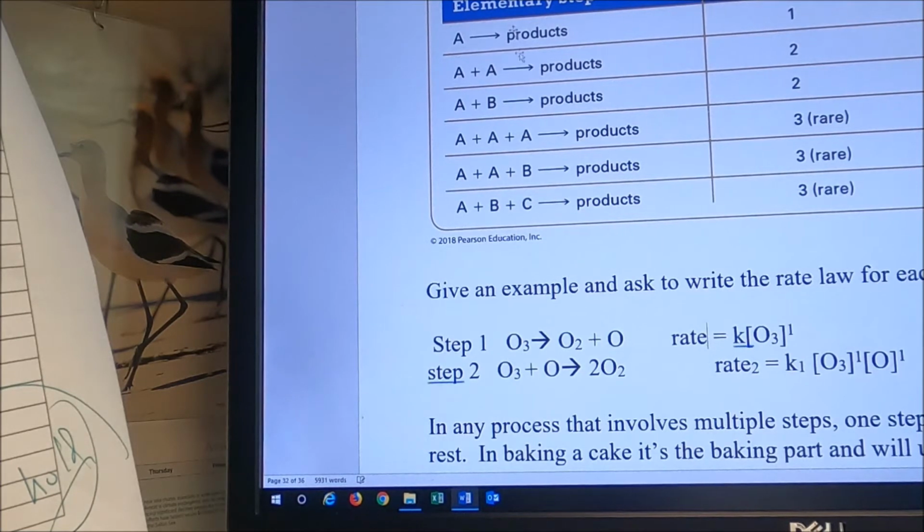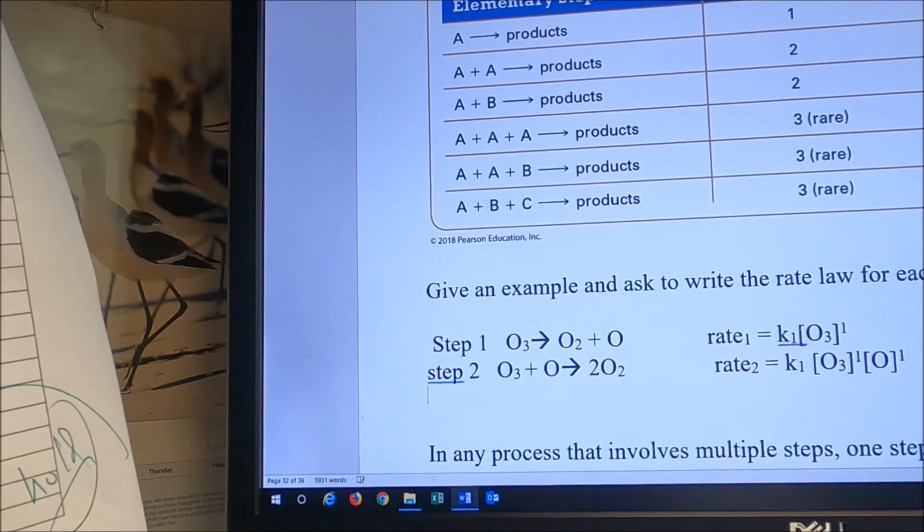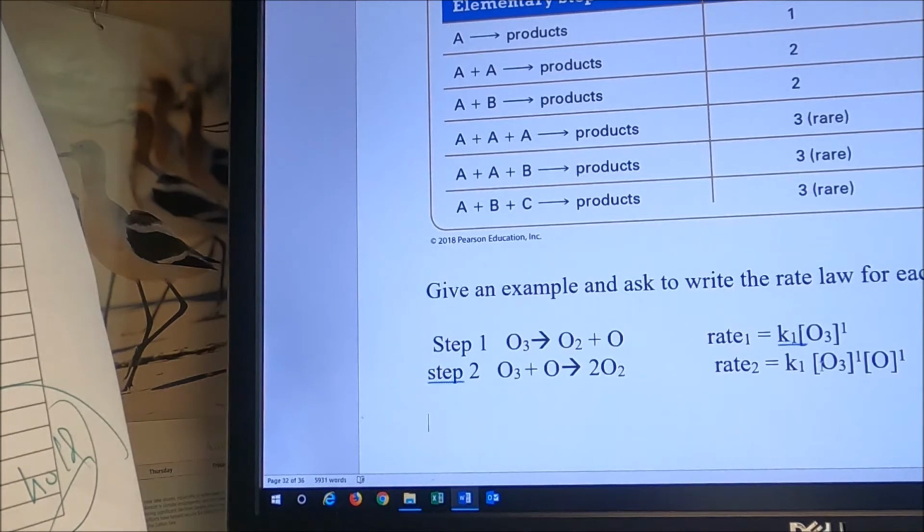Okay, and this would be rate 1. And we would give this the symbol K1. Okay, so there's our rate 1 and our rate 2. Now, if we add these two reactions together, we get the overall reaction, which is going to be, and I'm going to copy, paste. We're going to have 2 O3s going to 3 O2s.